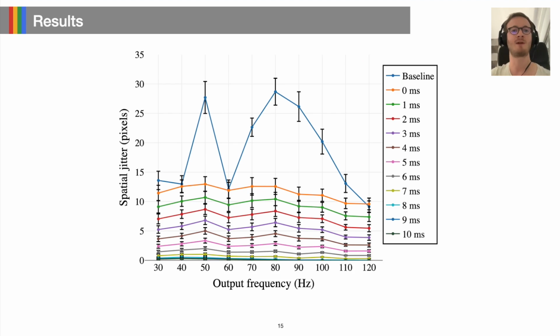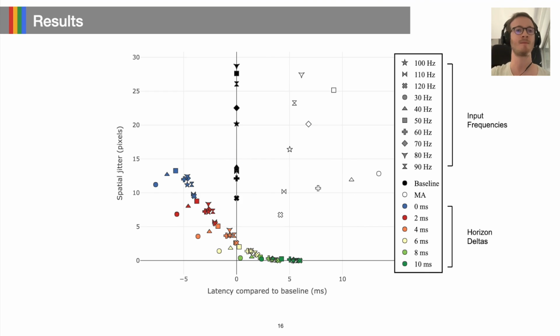Using the simulator, we applied our resampling technique and observed spatial jitter across different output frequencies and using different values of delta for the horizon. Results suggest that our technique is able to decrease spatial jitter regardless of the output frequency, compared to the baseline in blue. We also confirm that increasing the horizon further reduces jitter, which makes sense because it means more interpolation than extrapolation and therefore fewer prediction errors.